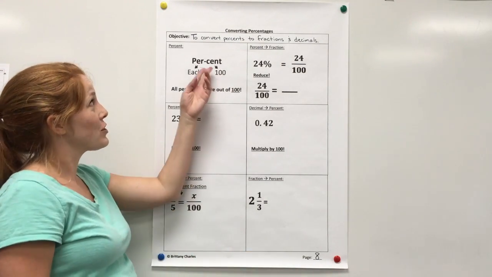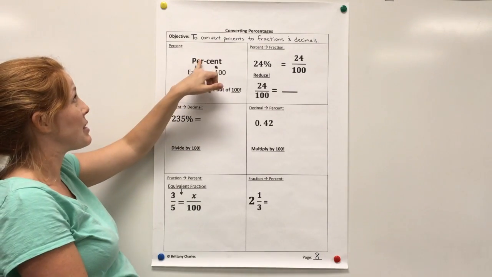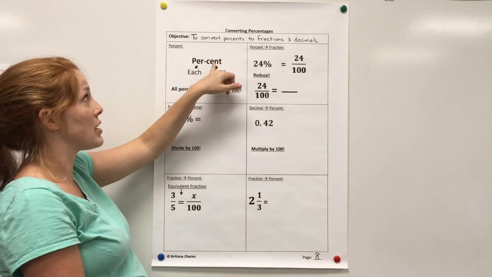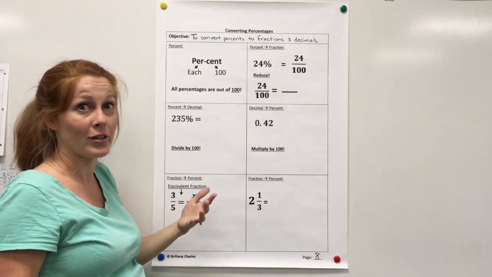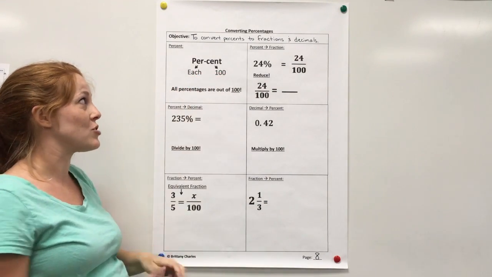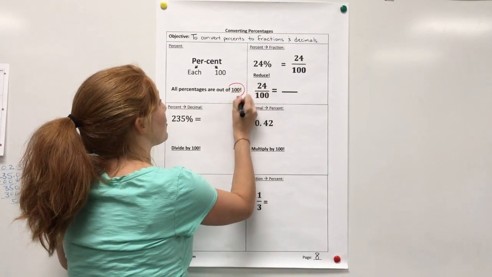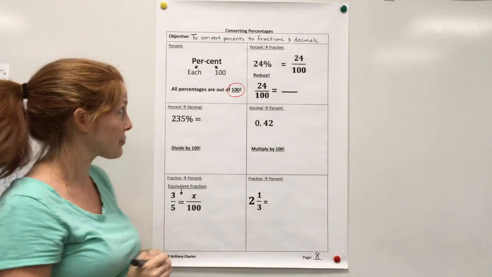All right, well, first of all, I've broken down the word percent into its meaning. It means per or each cent, 100. So think about cents and a dollar, there's 100. So it really means each 100. All percentages are out of 100. So circle that and make sure you remember that because that's important.